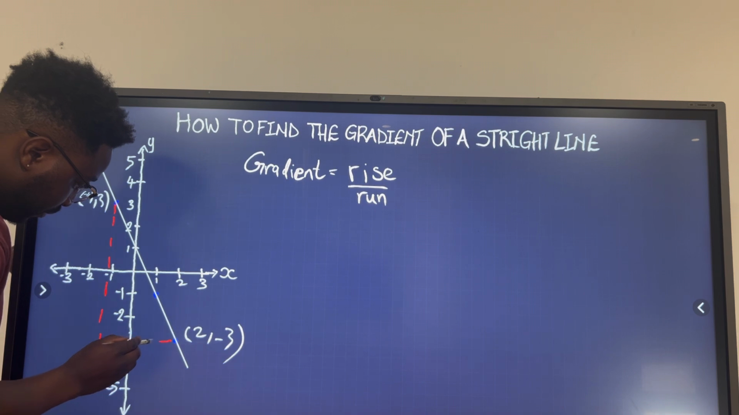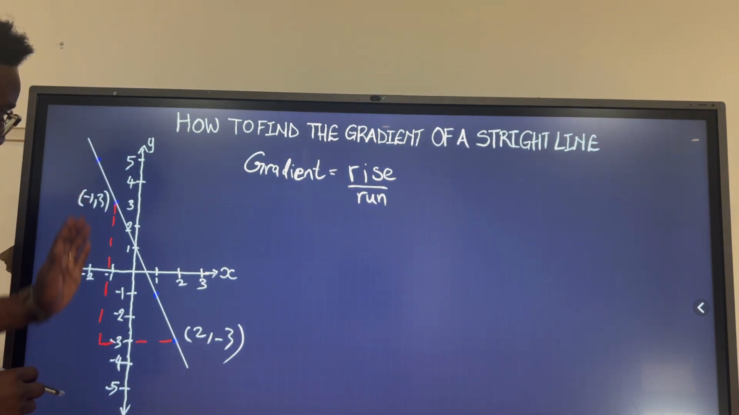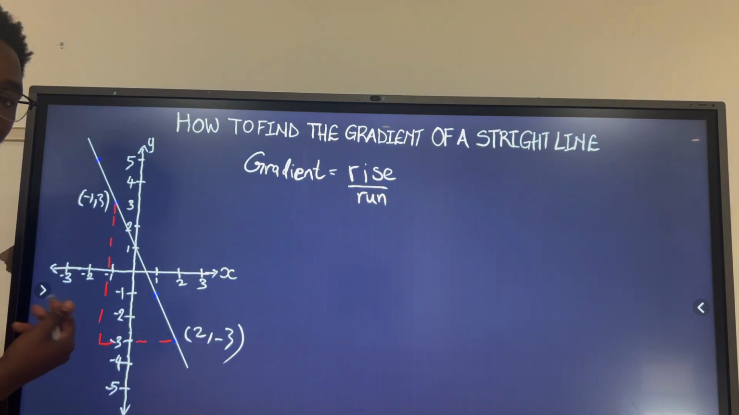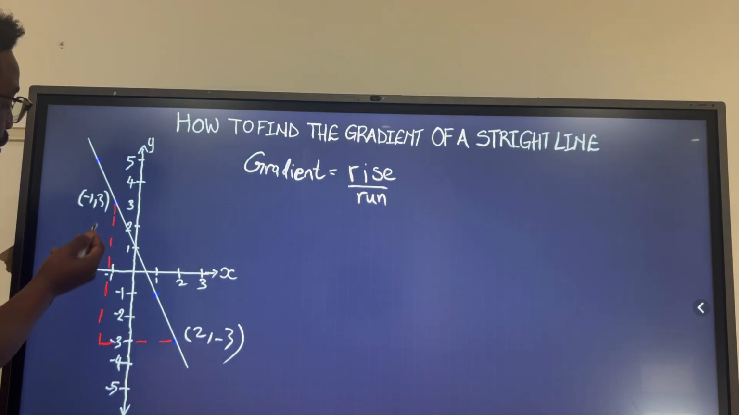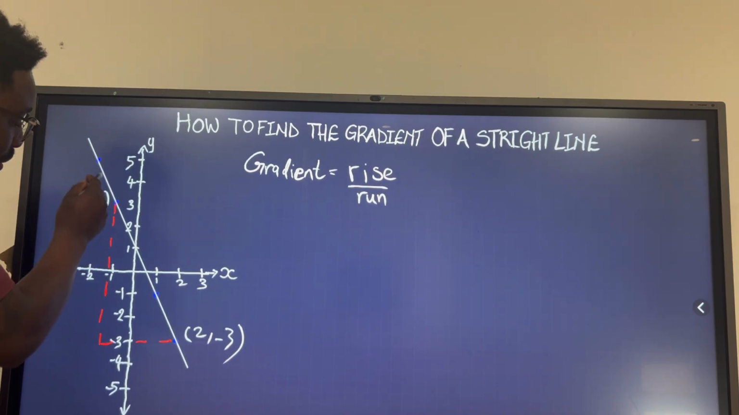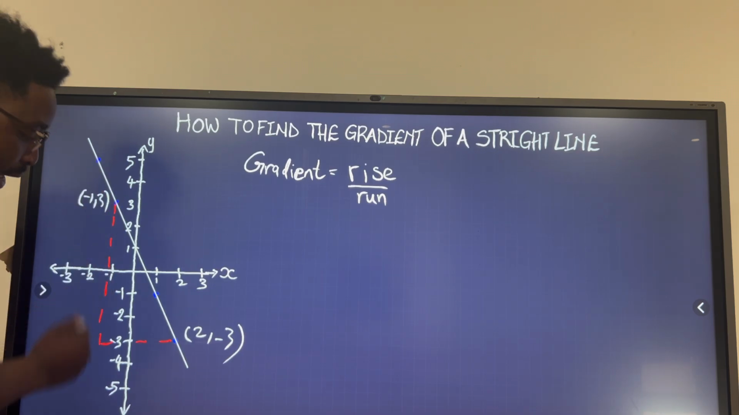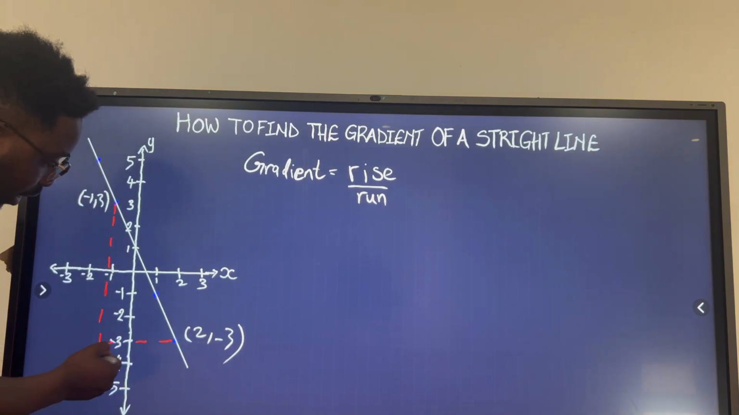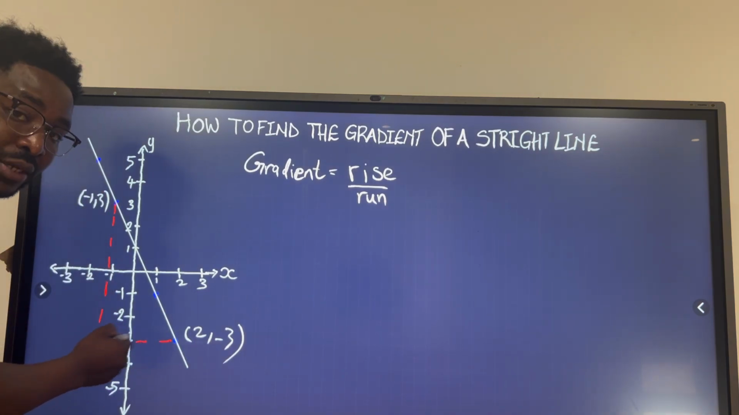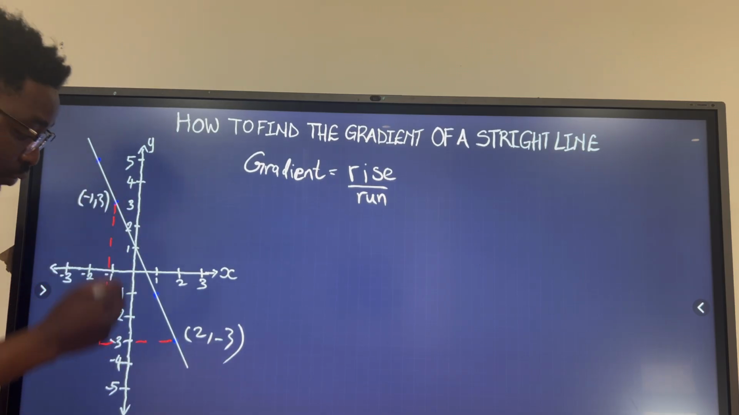Okay, so now that we have this right triangle over here, what are we going to do? All we have to do is count how much our straight line moves downwards in our y-axis, and then also count how much it moves in our x-axis over here. Okay, so let's do that together.